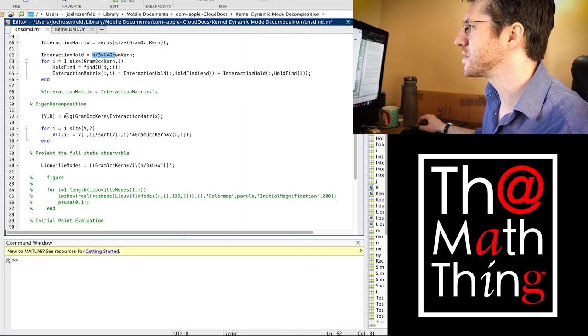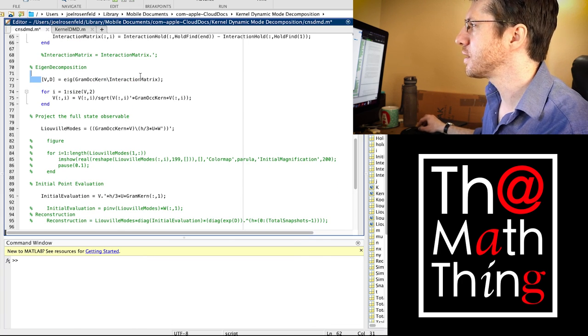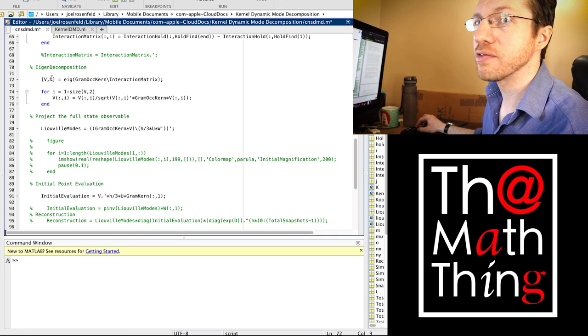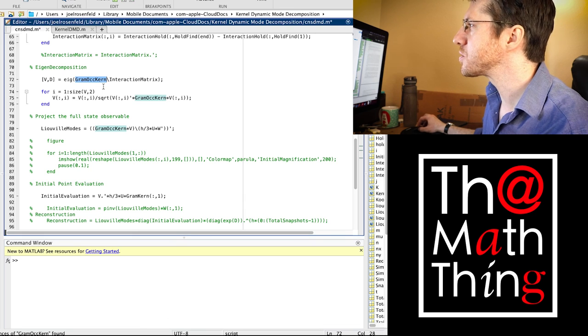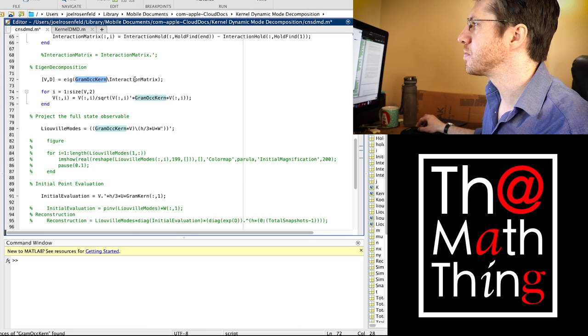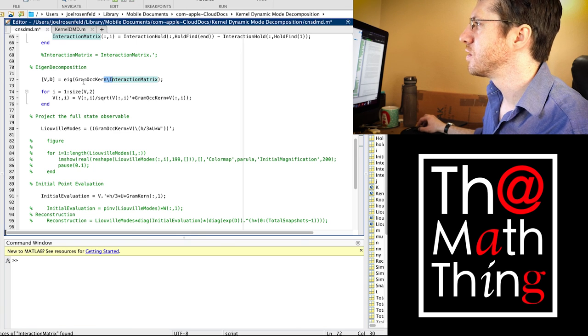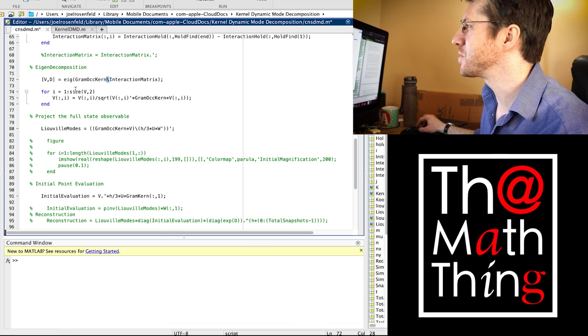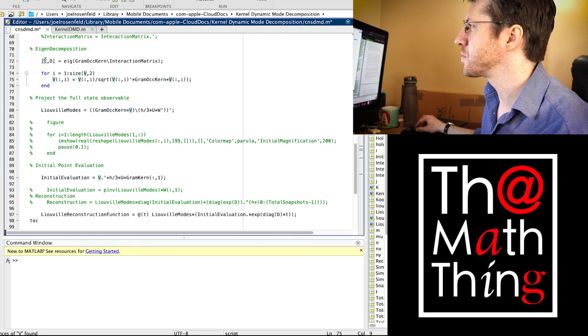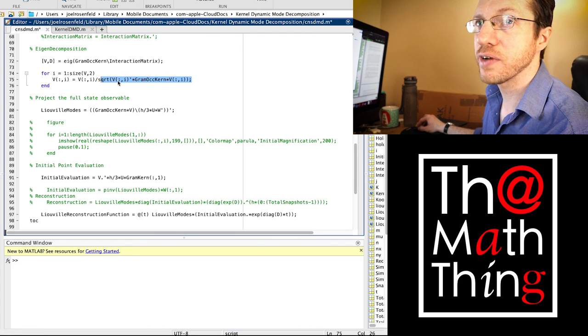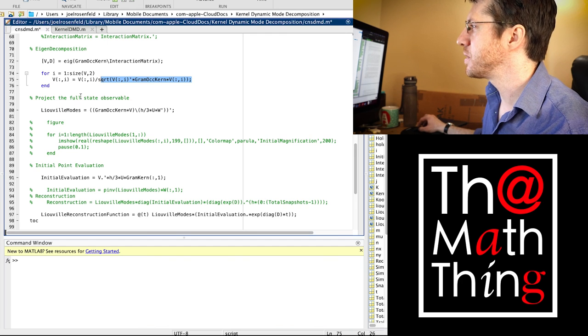And I had this here just to test out. Here, we find our eigenvectors and our eigenvalues. I take the Gram occupation kernel matrix and hit it with the inverse against the interaction matrix. It's just a clever way of doing the inverse, with slash; if I did slash the other way, it would invert by the other matrix. And then that gives me my eigenvectors. I normalize them just like we talked about before, so the square root of these eigenvectors conjugating the Gram matrix.